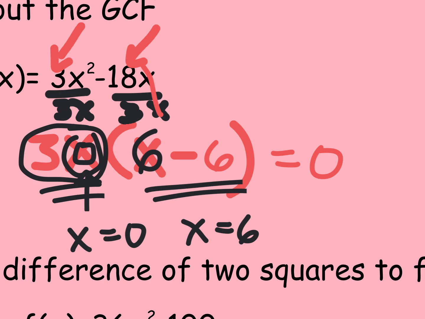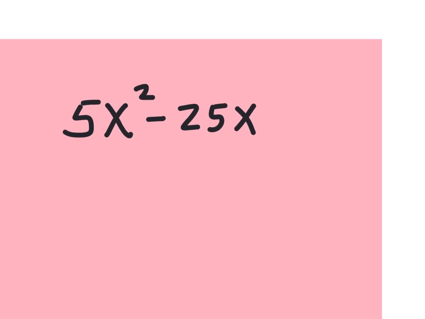All right. I'd like to do one more like that because I feel like it's really critical. Everybody write this one. 5x squared minus 25x, and I'm going to say equals 0. So factor it and give the solutions.